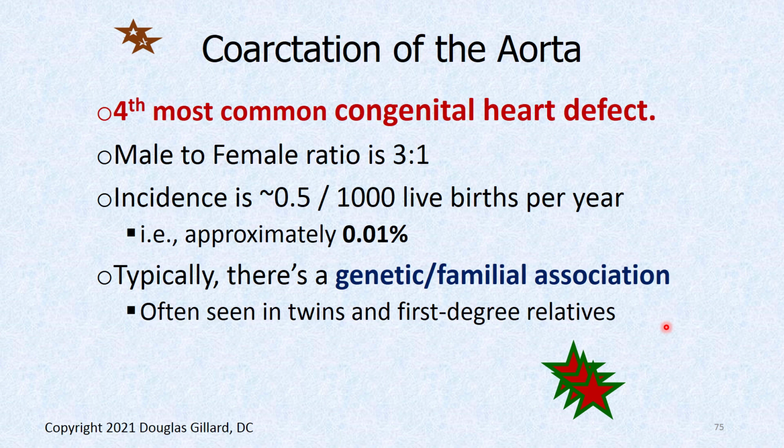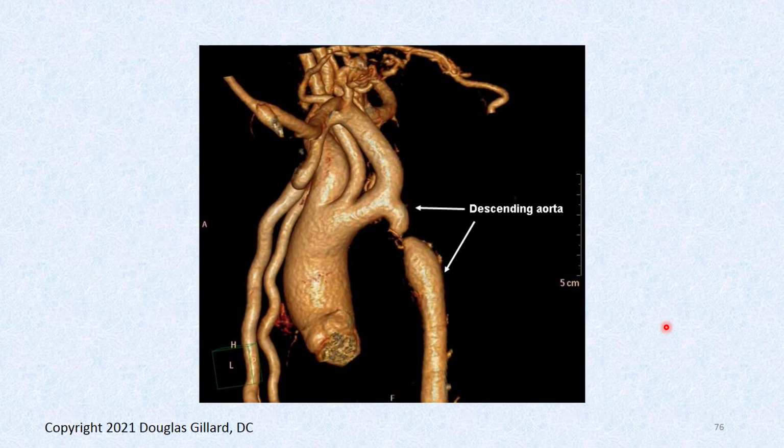There is a genetic tendency to these things, often seen in twins. If one twin has it, the other will have it. Or if a brother has it, a sister could have it. So there's definitely a genetic relation. Here's a 3D reconstruction showing the aortic arch. You can see very little blood is getting through here. It's spraying through here, so it's caused a little bit of an aneurysm from the high pressure. But all in all, after the spray settles down, the volume is decreased here.